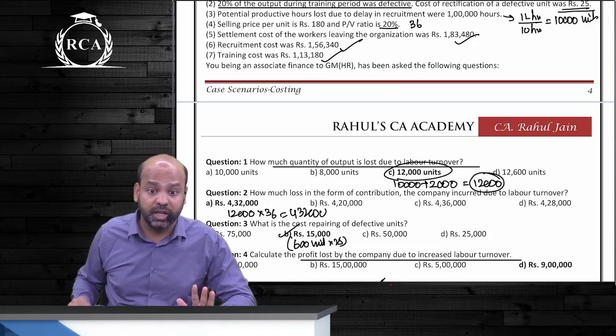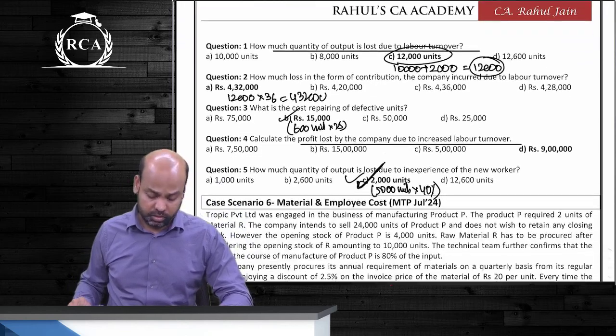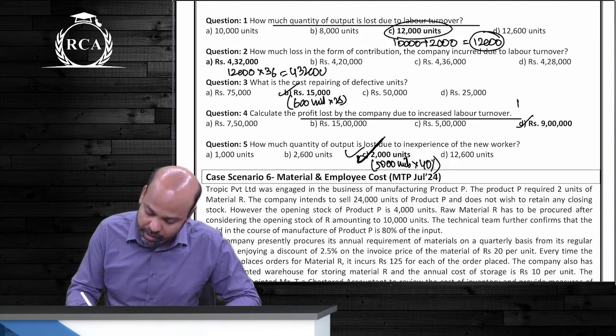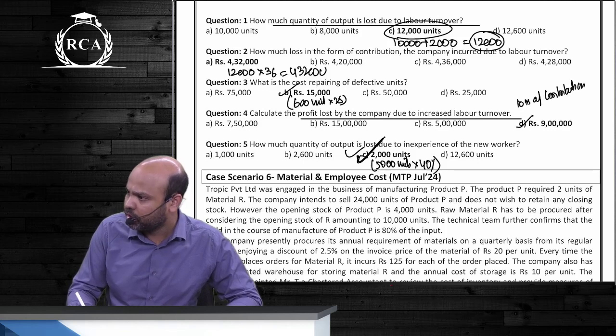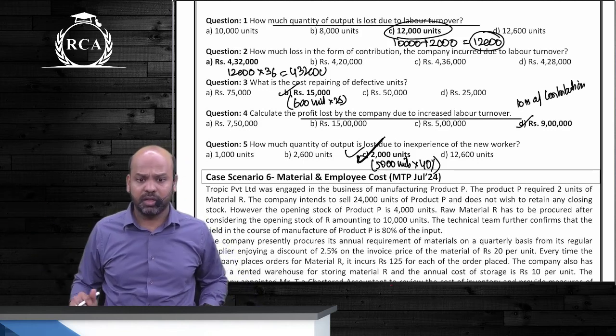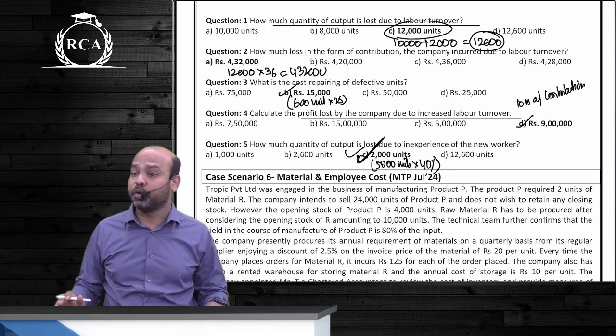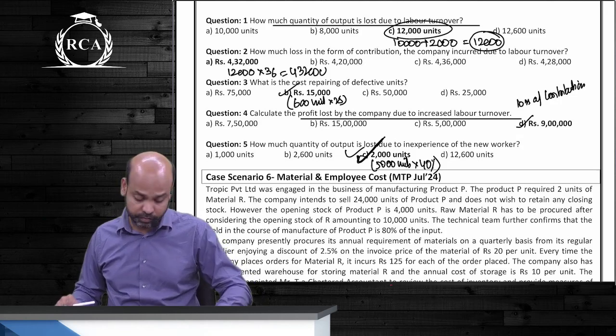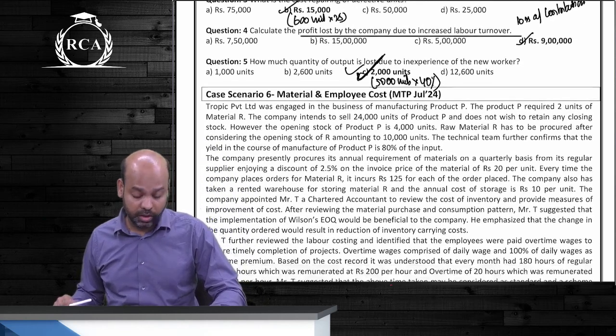Add the rectification cost of 15,000. Guys, what will come? Loss of exactly 9 lakhs will come. The answer is 9 lakhs. You have all of these already computed in your notes. Understood what we just did? Yes or no, guys? That is the answer to question number 5.